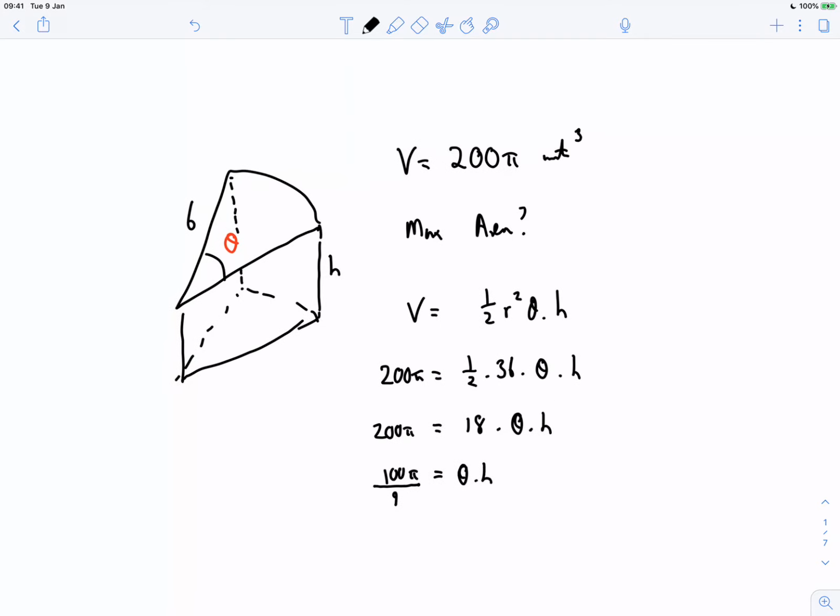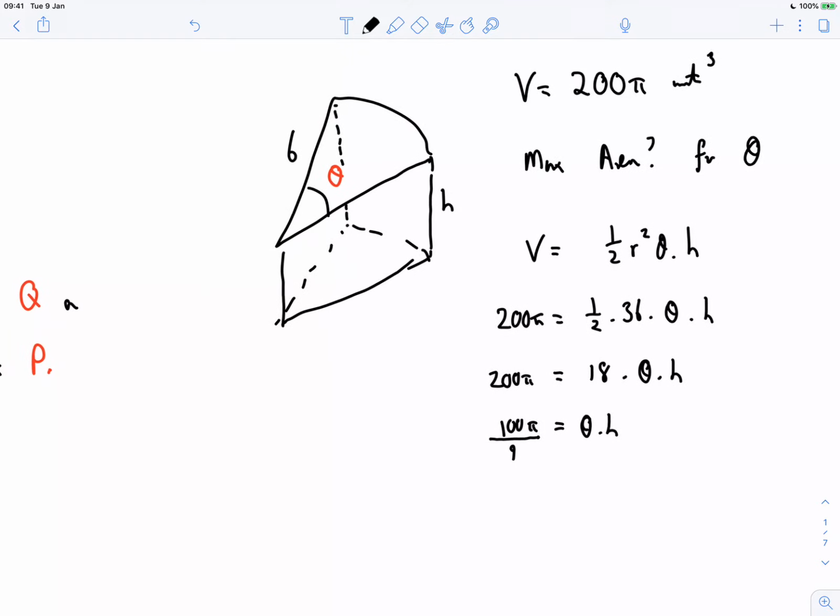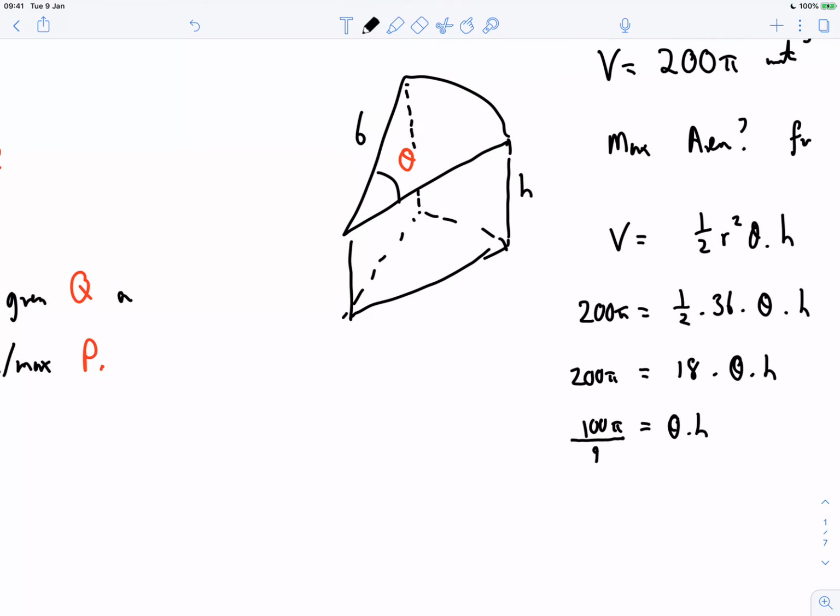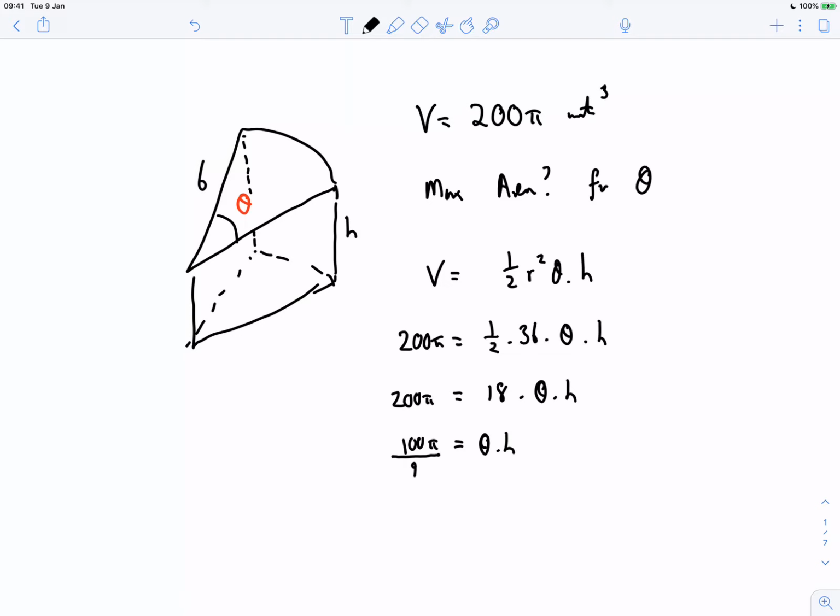And so, let's say I want to find the maximum area for a theta. So for what theta gives a maximum area? Okay, so if I look at the surface area of this whole thing, how many sections are there? Well, there's the base, which is the same as the top bit because they're both sectors. So let's do that bit first. So the pink bits are going to be two lots of half r squared theta. So half 6 squared times by theta. So the 2 and the half cancel, so this is going to be 36 theta.